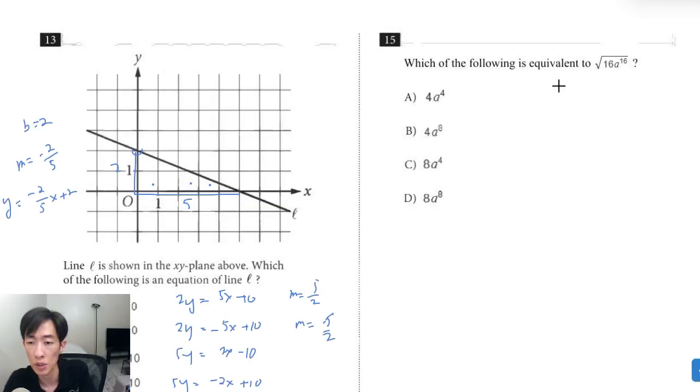Question 15, which is equivalent to that. I always like to change my radical signs into fractions because this is just an abstraction. So this is really 16a to the 16 all raised to the half. Since we're multiplying these things out, we could split it up. 16 to the 1/2 times a to the 16th to the 1/2. 1/2 means square root, so the square root of 16 is 4. Rules of exponents say when you raise one power to another, you multiply, so this becomes a to the 8th.